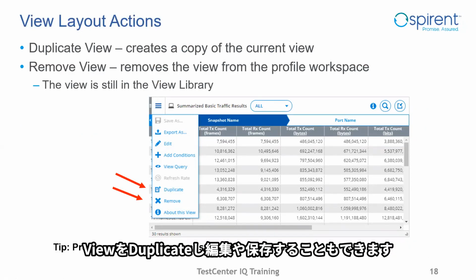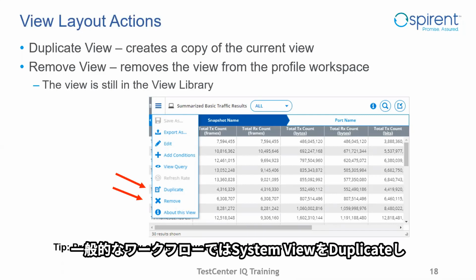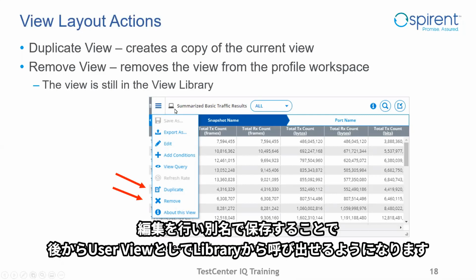A view can also be duplicated. This creates a copy of the current view. Then the user can edit and save it as a user view. So the typical workflow is to have a system view, create a copy, make your edits, rename it, and save it in the library as a custom user view.